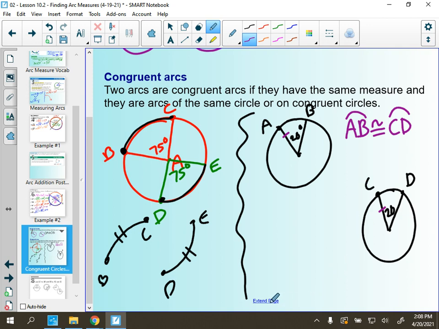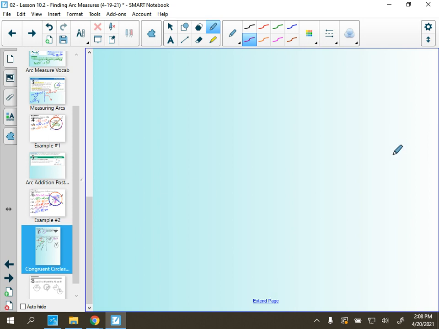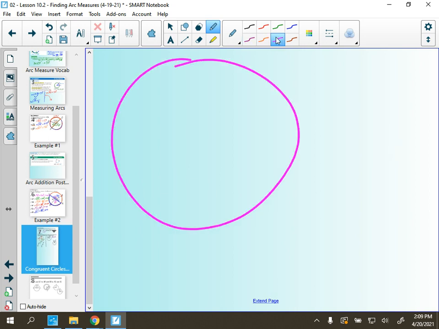I guess, maybe just to illustrate it here, we did it in class, I could have potentially a really big circle. Let's use an easy number here, 90 degrees. So this arc right here, AB, has a measure of 90 degrees. Hopefully that's no big deal, no problem.